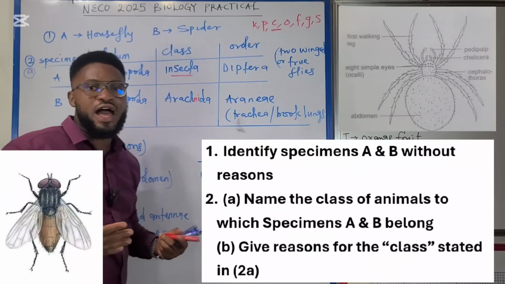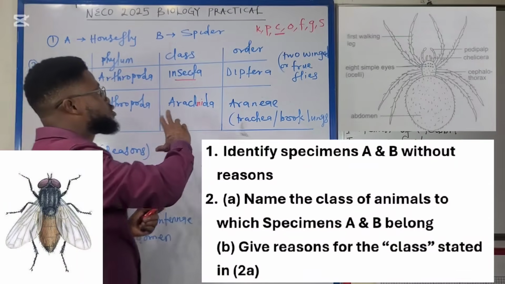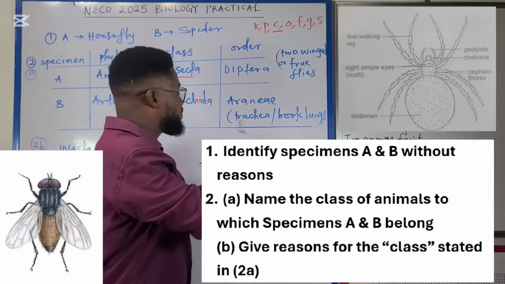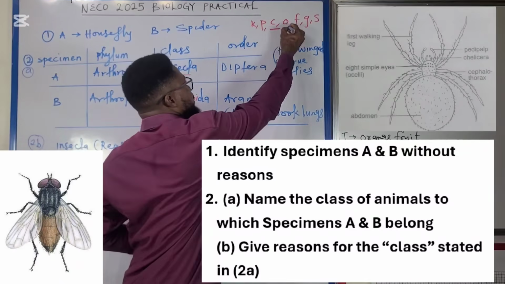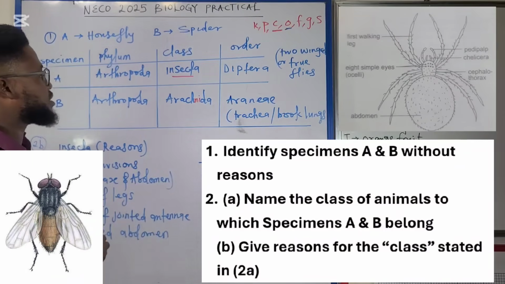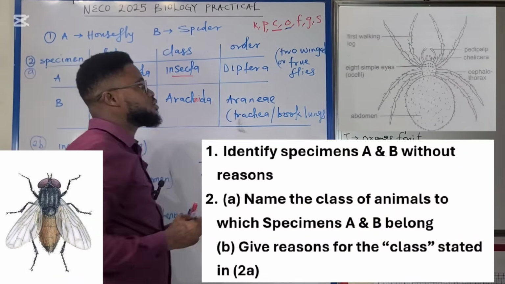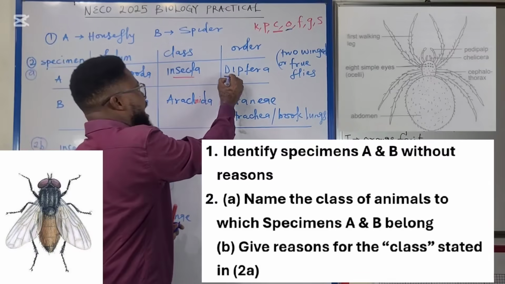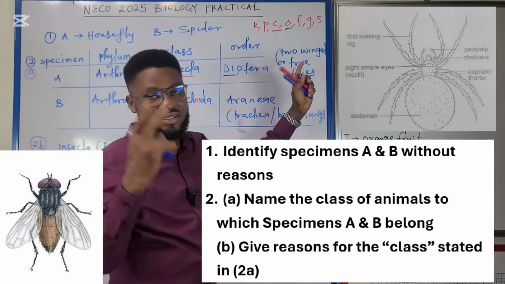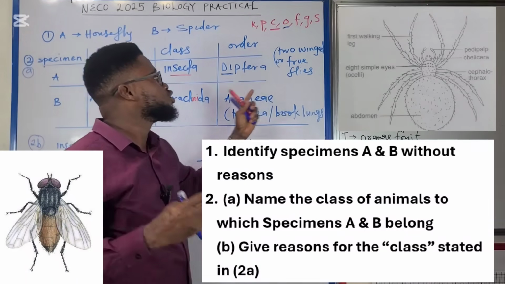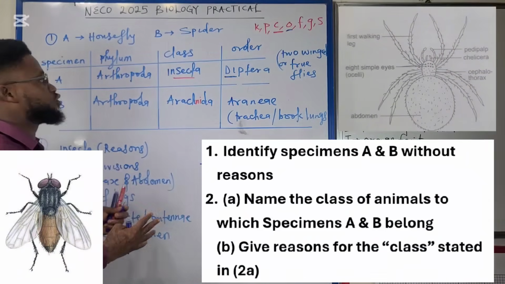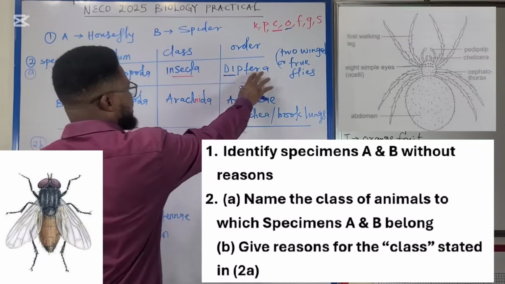Now, if we move further about the classification, if we were told to state the order to which specimen A and B belongs, specimen A, talking about the housefly, is actually a Diptera. The reason why we say Diptera is that, look at it, di means two. When you talk about housefly, it has two wings. So it is two wing or true flies. They actually do fly. That is how they live their life. So that is why it is classified as Diptera.